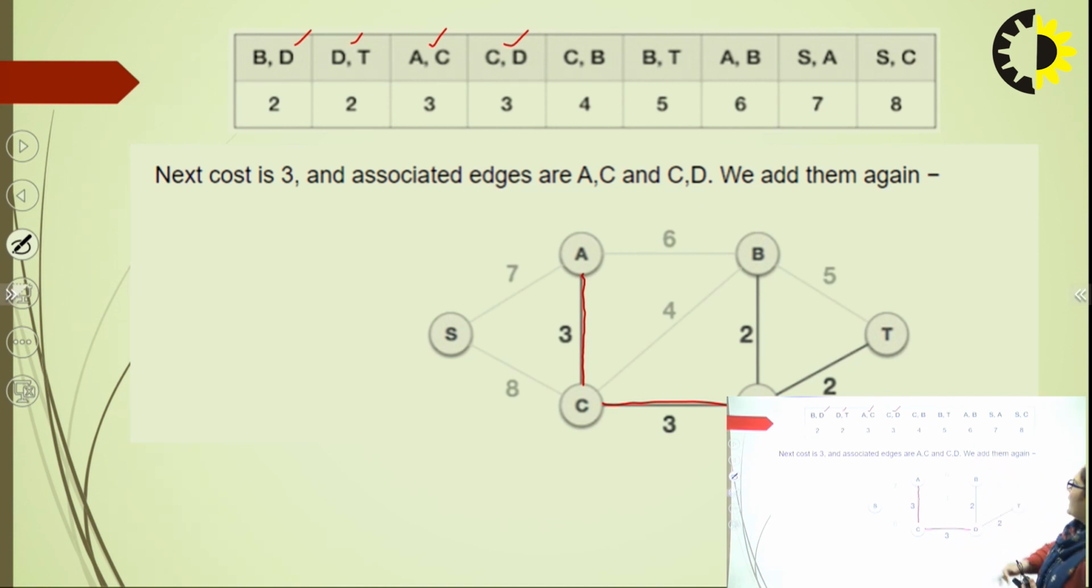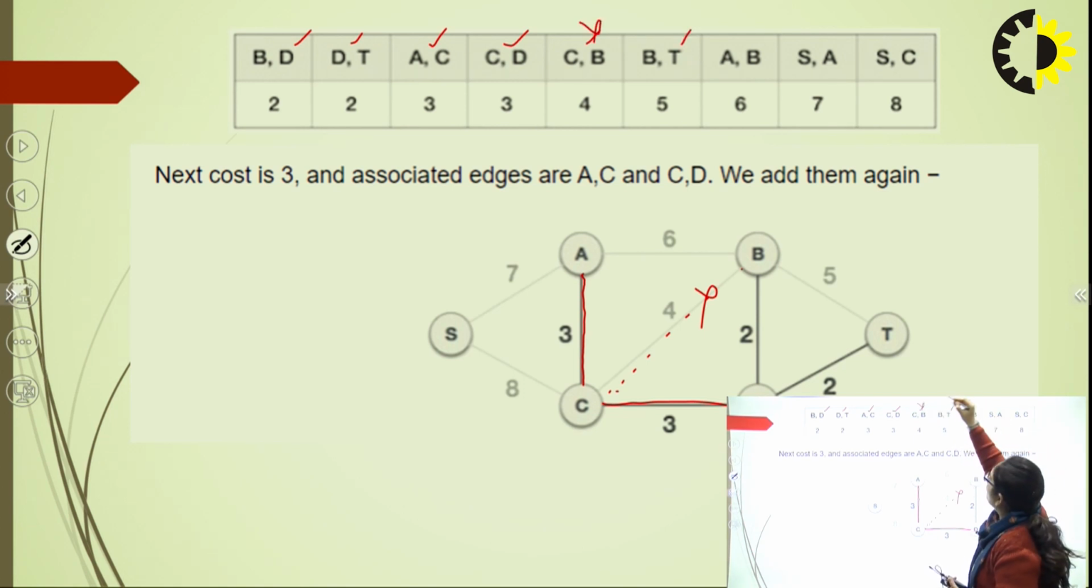Then after that we have edge CB, but if we include CB here then it will create a cycle. Okay, so the edge CB will create a cycle, so we will ignore this edge and we will not add or include this edge in our spanning tree. So CB we did not include.